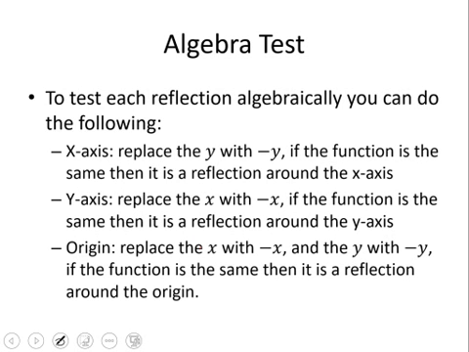If you replace the x with a negative x, then it's a reflection around the y-axis. If you change them both, then it's a reflection around the origin. Okay. And again, if it comes up the same number. So let's do an example.